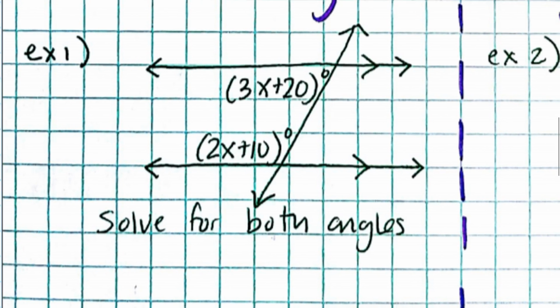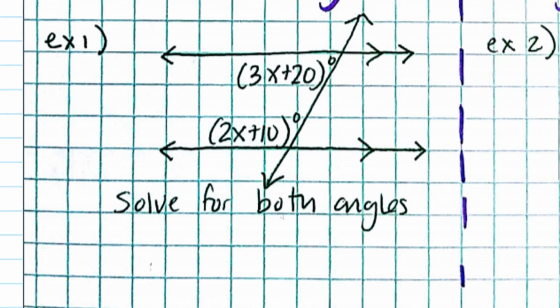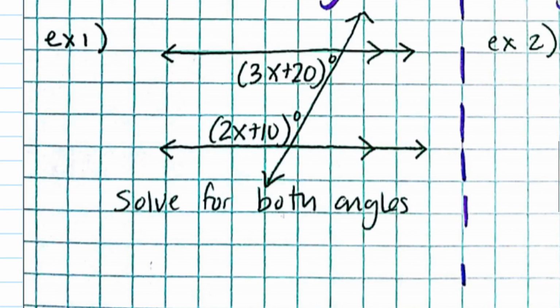So we're going to do example 1 first. It says solve for both angles here. What do you think we need to ask ourselves first? What kind of angle pairs? Good. We do need to identify what type of angle pairs these are. And what do we call those angle pairs?